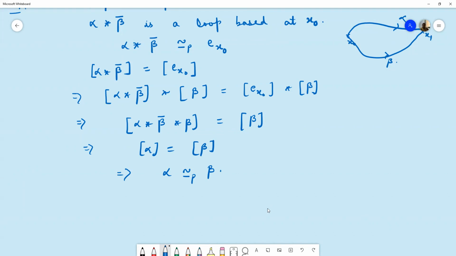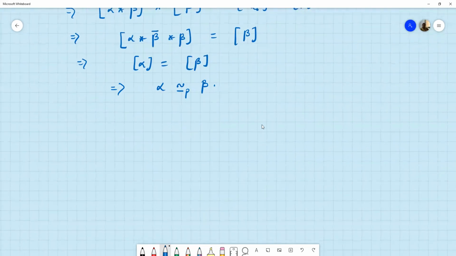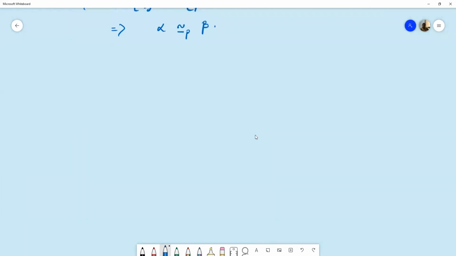Now we will prove that the fundamental group is a topological invariant of space X. Topological invariant means if two spaces are homeomorphic to each other, then their fundamental groups are isomorphic to each other. So firstly we define the homomorphism induced by a continuous map.